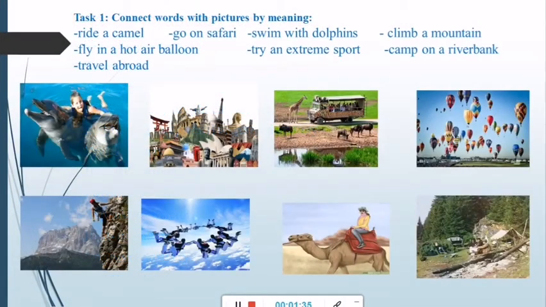Task 1. Connect words with pictures by meaning. Here are given some pictures and phrases above the pictures. So you have to read the phrases and then match them to the pictures. First picture. How do you think? What is the name of this picture? What can you see in the first picture?